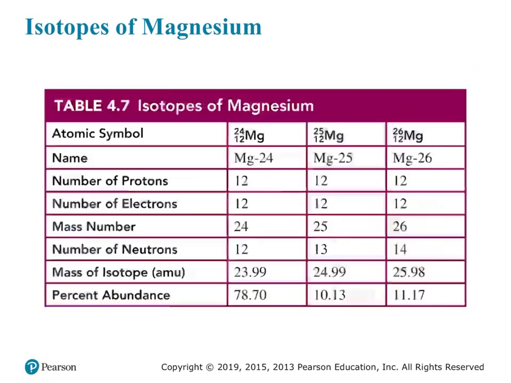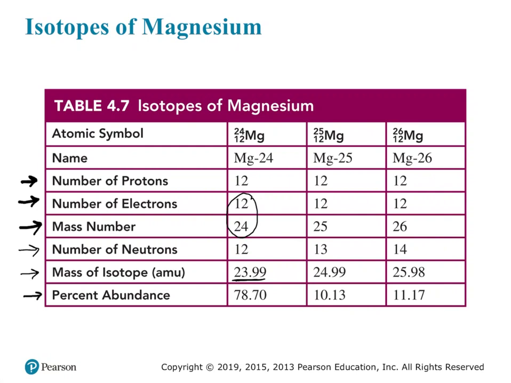Okay, so in your textbook, there's this handy table, table 4.7, and this summarizes the isotopes of magnesium. This just kind of walks through the number of protons, number of electrons, and then the mass numbers, which again, you can take the difference and get the number of neutrons. And then it also lists the exact mass of the isotope, which is a little bit less than the rounded number that we have. And then also the percent abundance.